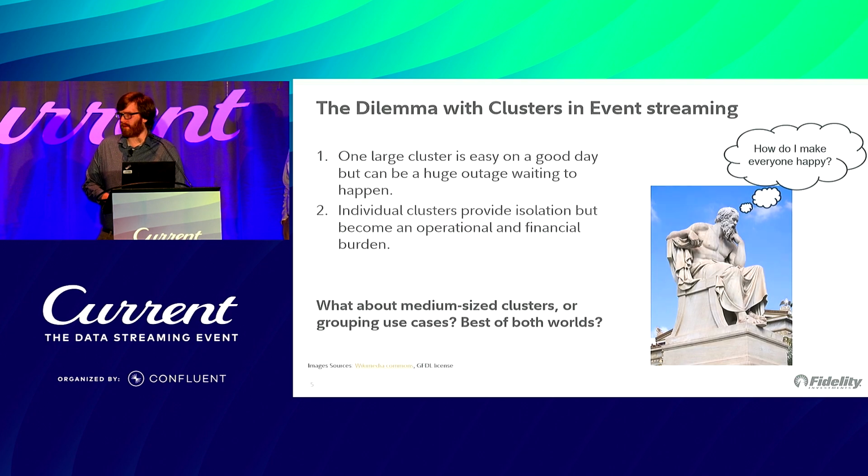So we've introduced two extremes. On the one hand, a single large cluster may be great on a good day, but it can just be a massive outage waiting to happen. On the other hand, individual clusters do provide the isolation that we're looking for, but operationally and financially, they can be a massive burden. So what can we do about this?